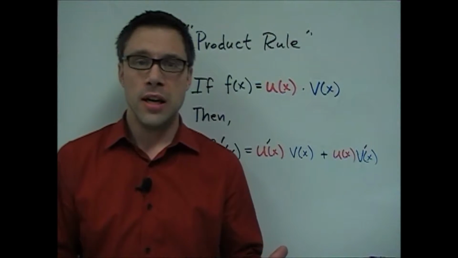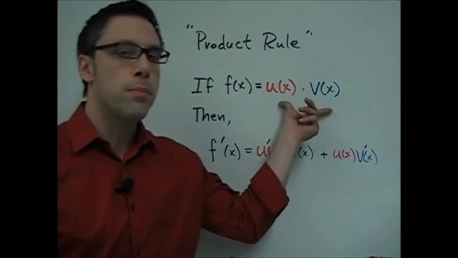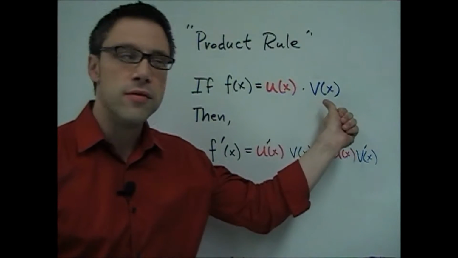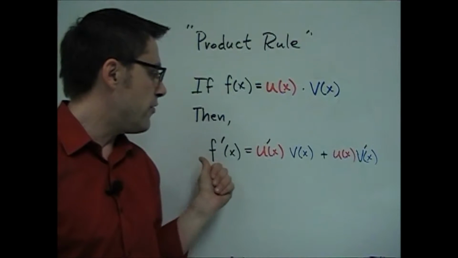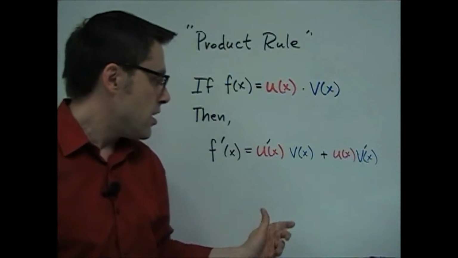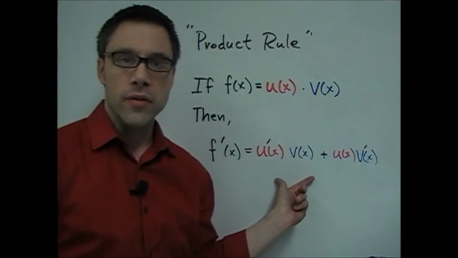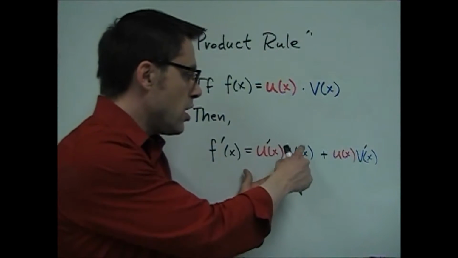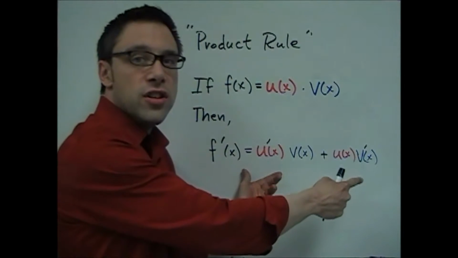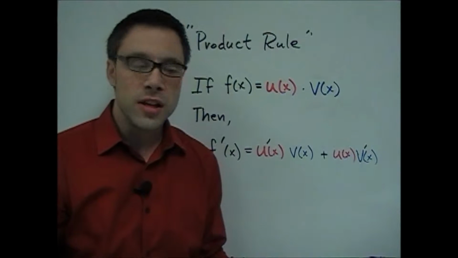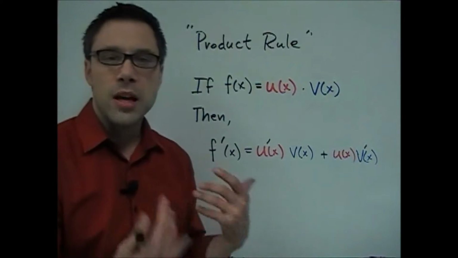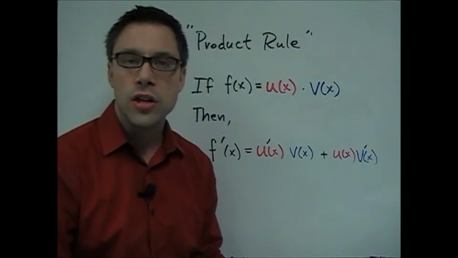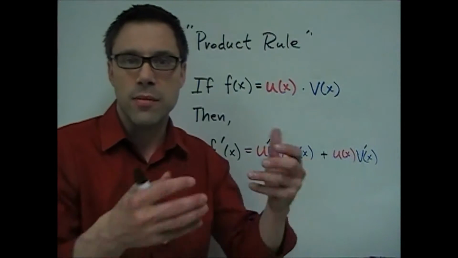What is true is that if f is defined as the product of two functions u and v, then the derivative of f is defined as this sum of derivatives, where we're basically moving the derivative from one of the functions to the next. So the way I think of it is that this is kind of a democratic process. Every function gets a derivative, and then you sort of add them together.